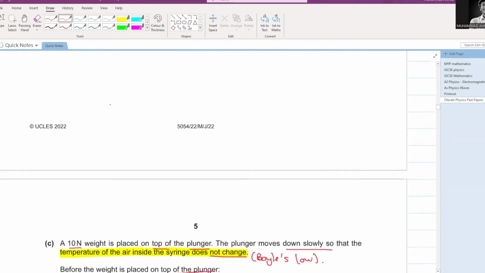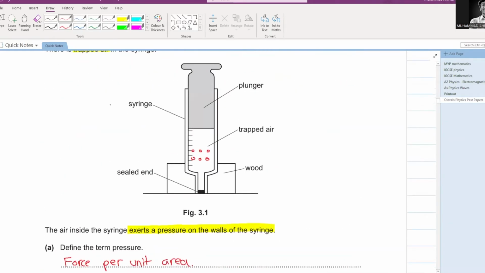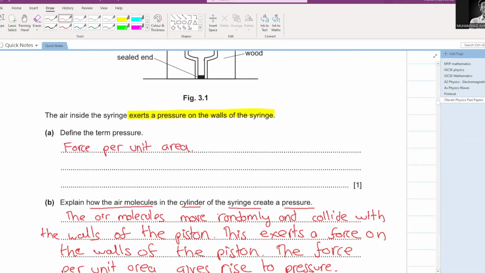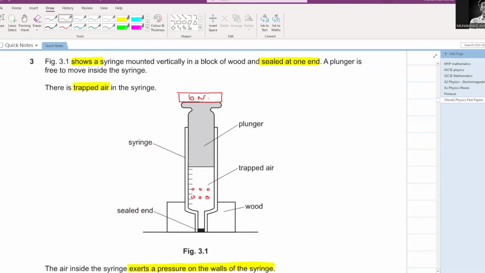What are you placing? You are placing a 10 Newton weight on top of the plunger, like this. As you place a 10 Newton weight on the top of the plunger, this will exert some extra pressure. How can you calculate the pressure exerted by this 10 Newton weight?